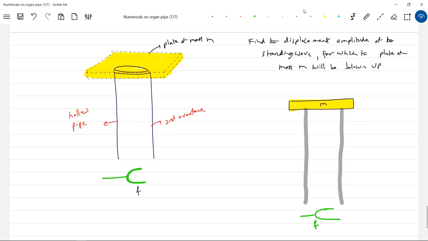And because of anti-node, so I'm showing now the second overtone. Second overtone means what I should do? I should go for two loops. So there should be a pressure anti-node. So what are the forces that are acting? P naught into S, S is area of cross section, the weight mg. And the pressure here will be P into S.